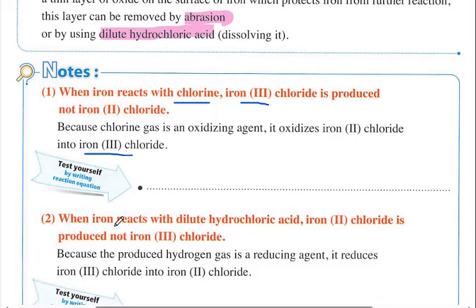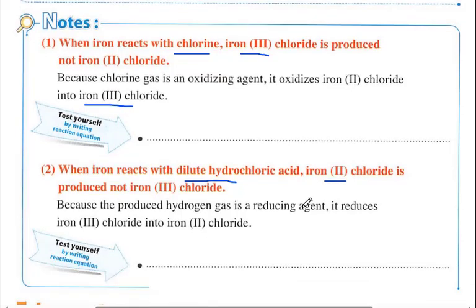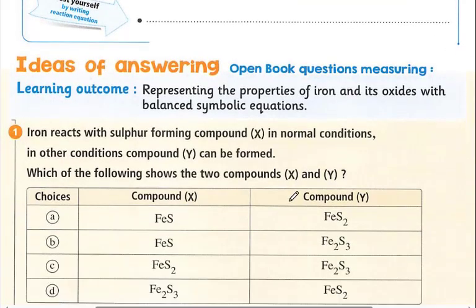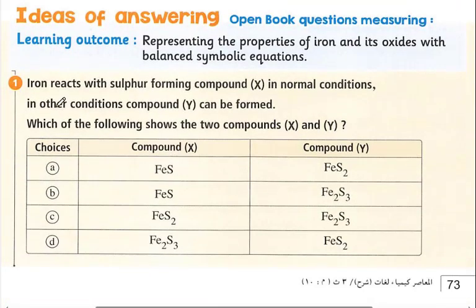But here, when the iron reacts with dilute hydrochloric acid, iron 2 chloride is formed as it is dilute. Then the reducing effect of hydrogen in the hydrochloric acid appears, so it forms iron 2 chloride, as we have explained. So let's have some examples.